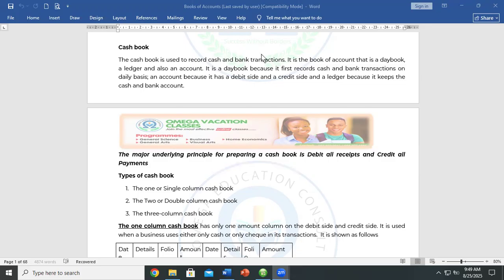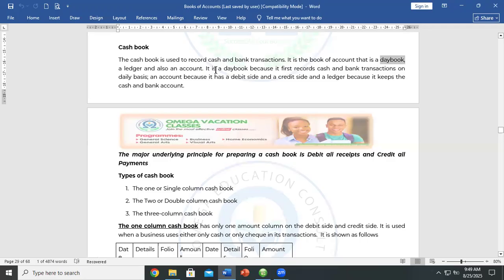So as you can see on the screen, the cash book is used to record cash and bank transactions, or better still, cash and check transactions. It is a book of account that is a day book, a ledger, and also an account. I think we have explored these points, that the cash book behaves first and foremost as a day book. It is also a ledger and also an account.